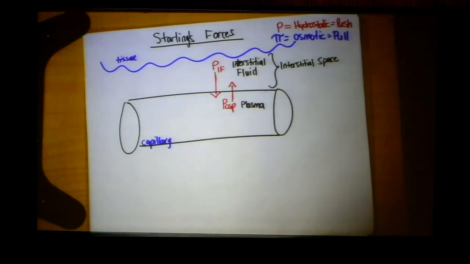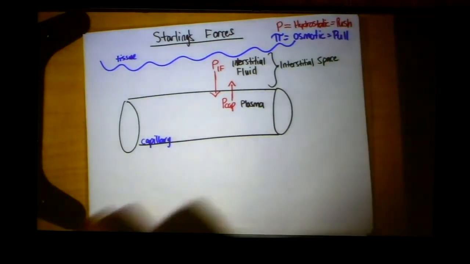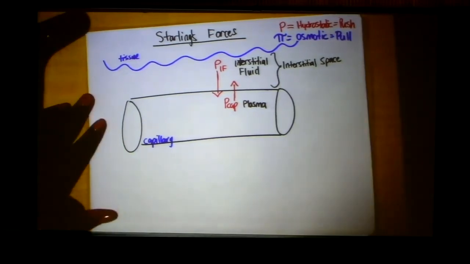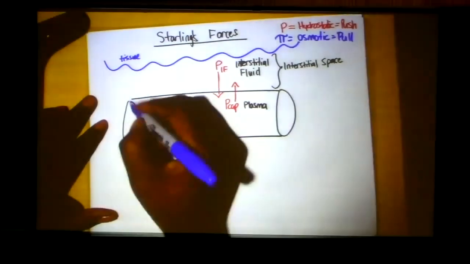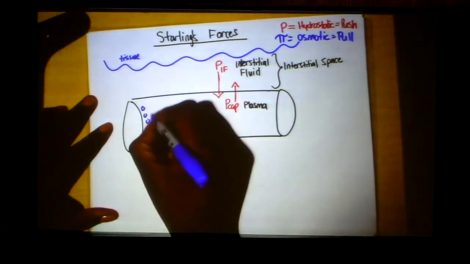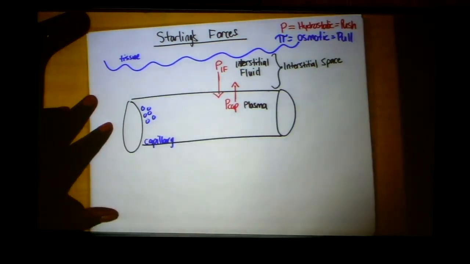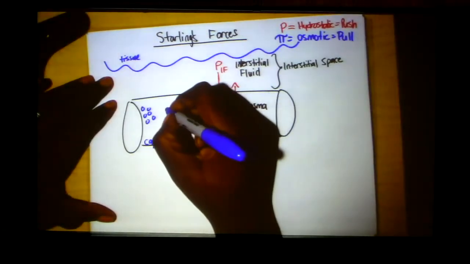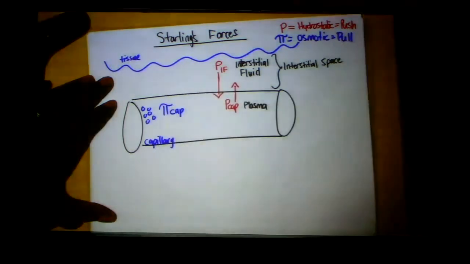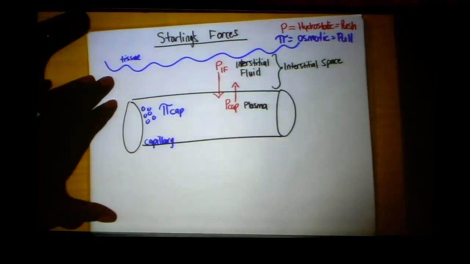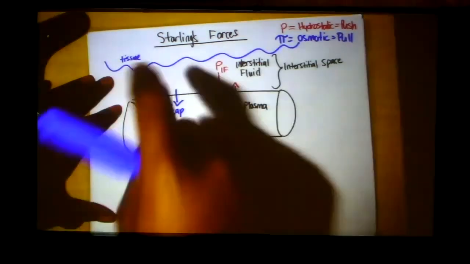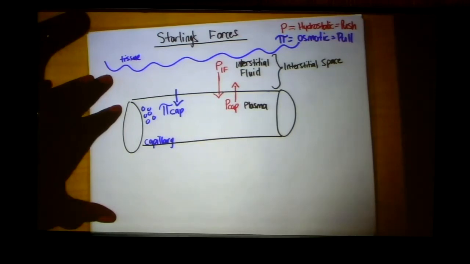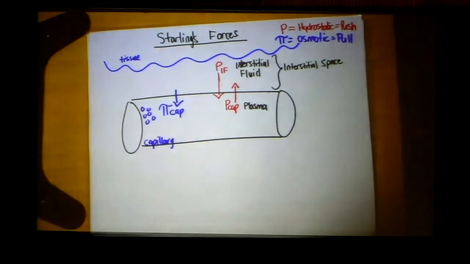The other two forces, which are the osmotic forces, are pull forces. They're also acting on the capillary. Things are going to get a little bit complicated at this point. We have proteins present in the capillary, as well as red blood cells, and they cannot cross the capillary wall. So they are exerting a pull force on the capillary wall. The first force we have is the capillary osmotic pressure, and that is a pull force moving from the interstitial space into the capillary. The capillary osmotic pressure pulls fluid from the interstitial space back into the capillary.